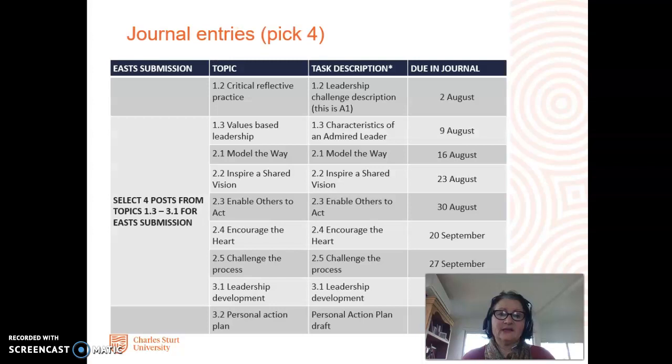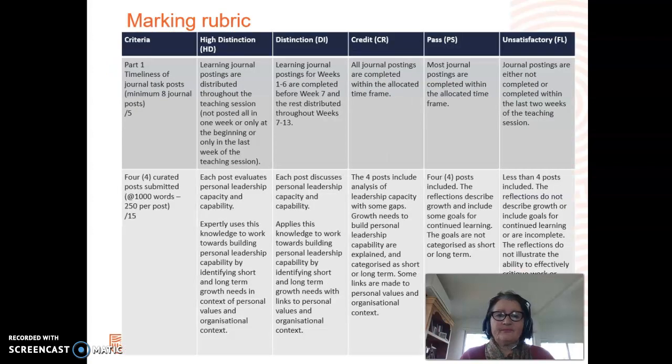you're undertaking. The journal entries, you can pick 4 of these. So these are the 4 from which you can pick. It did say that you couldn't pick the last one, so don't pick that. And not picking the leadership challenge. So it's just these in the middle here, where we've got 4 posts from 1.3 to 3.1. Okay, so any of those you can select.